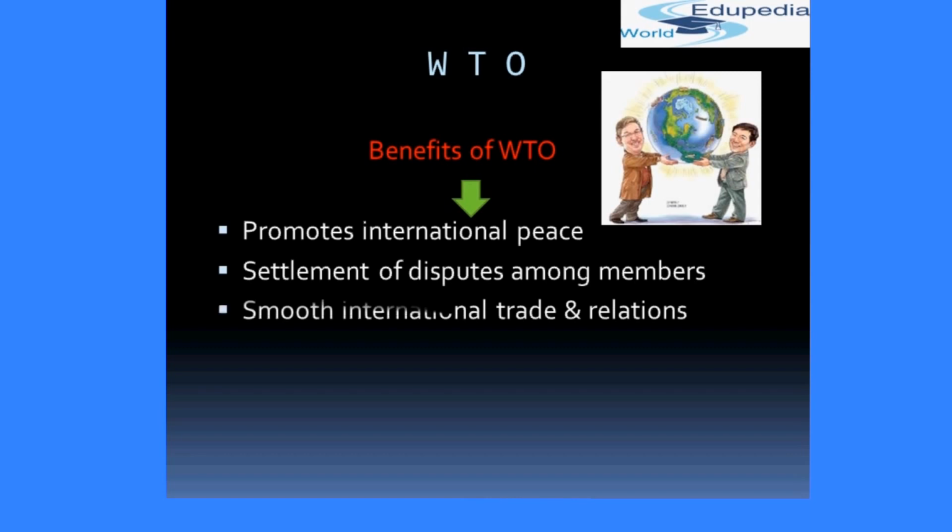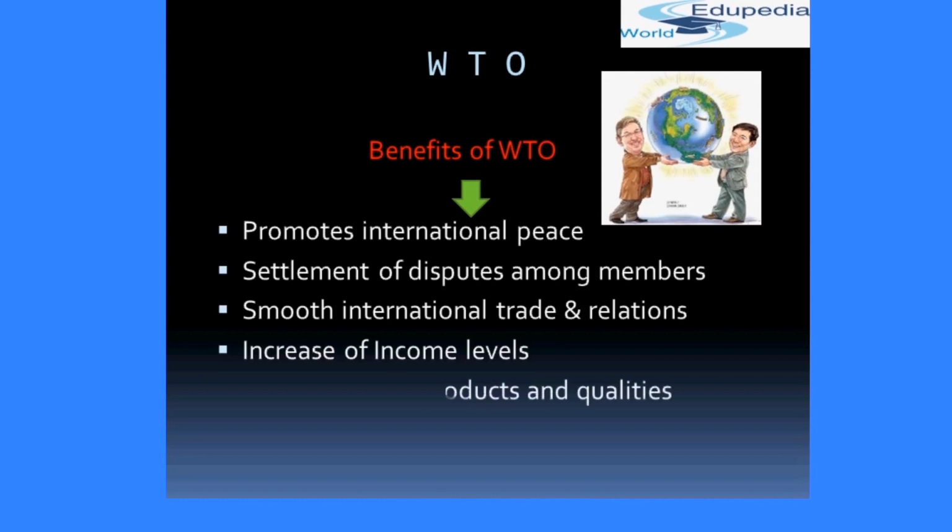Another benefit is smooth international trade and relations. It makes international trade and relations smooth and predictable by framing rules and regulations. Another benefit is increase of income level. Definitely promotes standard of living of people by increasing their income level due to free trade amongst the member countries. Another benefit is more choice of products and qualities. It provides more choice of products and qualities due to free trade amongst the member countries.